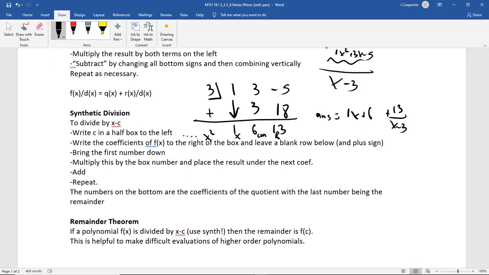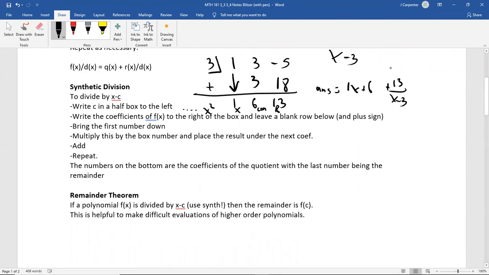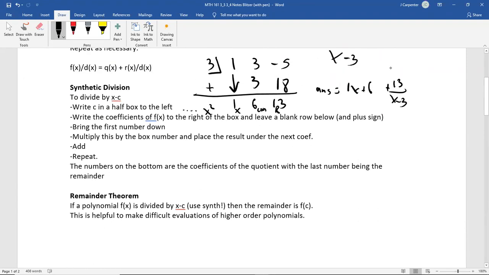So in other words, we're saying that if you were to plug in c, the number that you're dividing by, let me say that more specifically, that was said poorly. When you divide by x minus c, so in this case the 3, if you were to plug this 3 into the function, the remainder theorem states that the answer to plugging 3 into the top function is the remainder, and that's 13. This is helpful to make difficult evaluations of higher order polynomials.